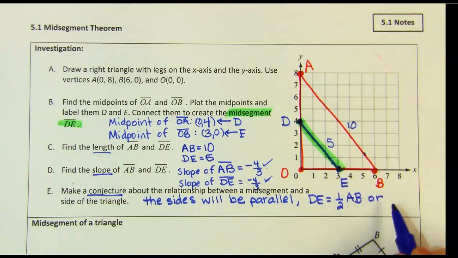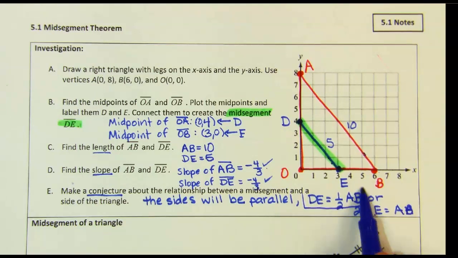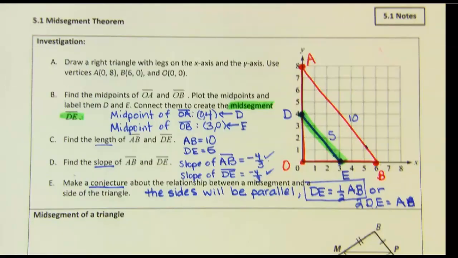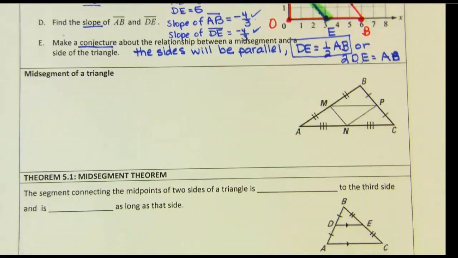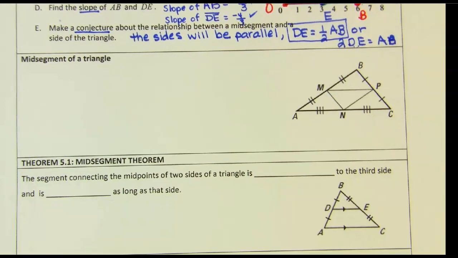Or you could also say that you have to double DE to get up to AB. These are both equivalent expressions. We typically like to use this one. So what you actually just investigated is the midsegment of a triangle, what it is, and we have a midsegment theorem.